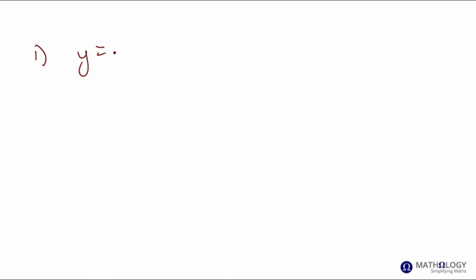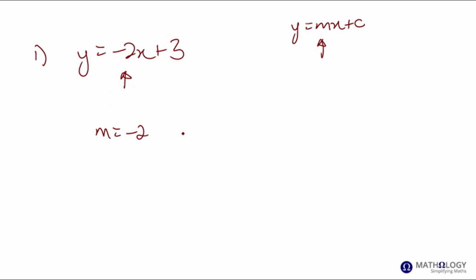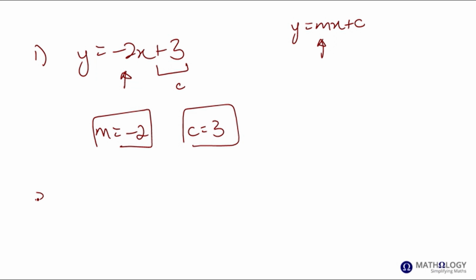Okay, so if a straight line is y equals minus 2x plus 3, this is standard form, because standard form is y equals mx plus c. So you can clearly see that the coefficient of x is m, the gradient. So the gradient is minus 2, and the constant term is c. So c equals 3. Another one, y equals 3x minus 7. The gradient is the coefficient of x, which is 3, and the y-intercept is minus 7.